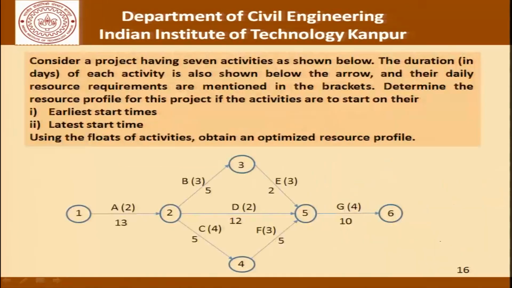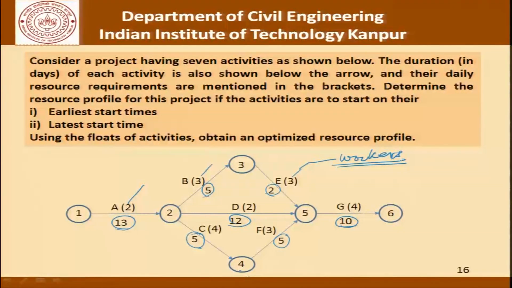So, let us understand this a little bit better through this example, which gives us the 7 activities as shown, their dependencies, and I have already drawn the network for you. So, these here are the durations of all these activities. A requires 13, B requires 5, C requires 5, D requires 12, E requires 2, and F requires 5, let us say, days to complete, G requires 10, and this number here in the bracket is the resources. So, in this case, as a simple example, we are saying that this number here represents the number of workers which is required to complete this activity.